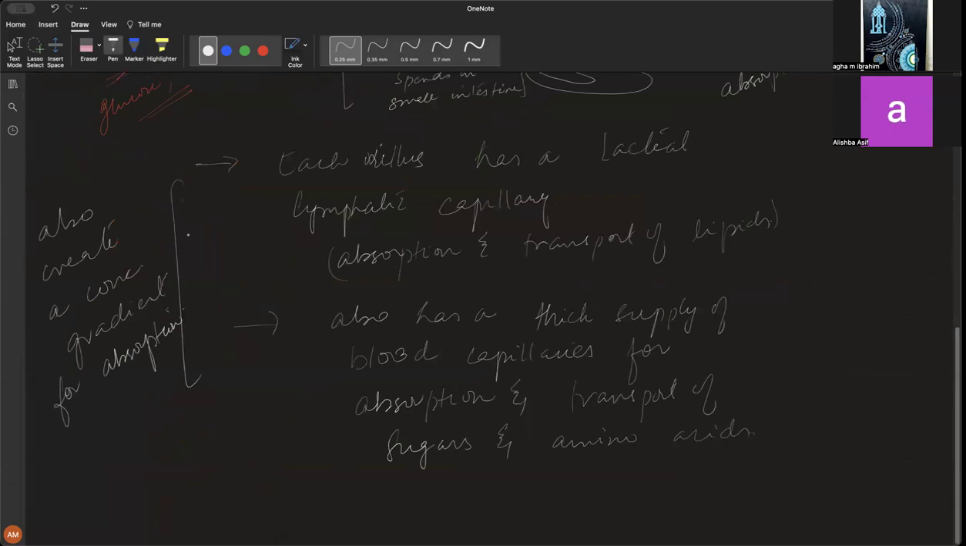The rich supply of lacteals and blood capillaries also creates a concentration gradient for absorption between the villus and the lumen of the intestine. You understand? The concentration gradient is created so that more substance is absorbed from the lumen of the small intestine into the body, into the lacteals and the blood capillaries. Is this clear?